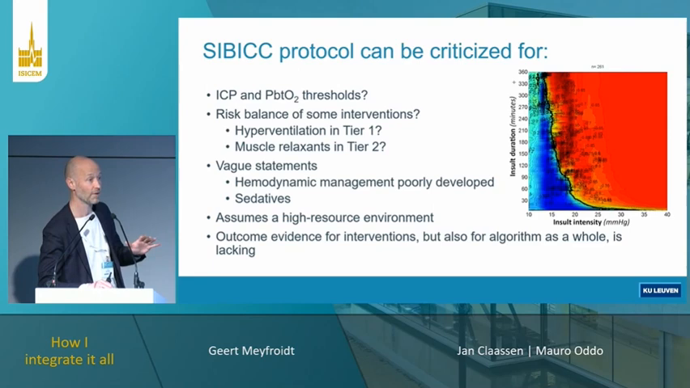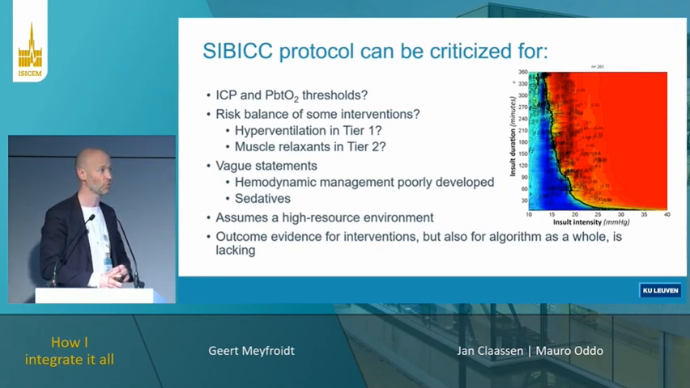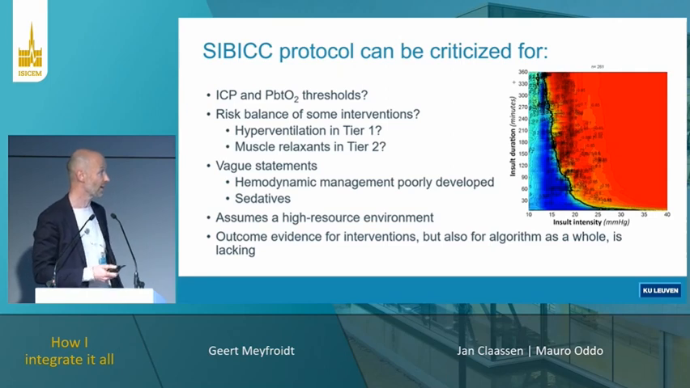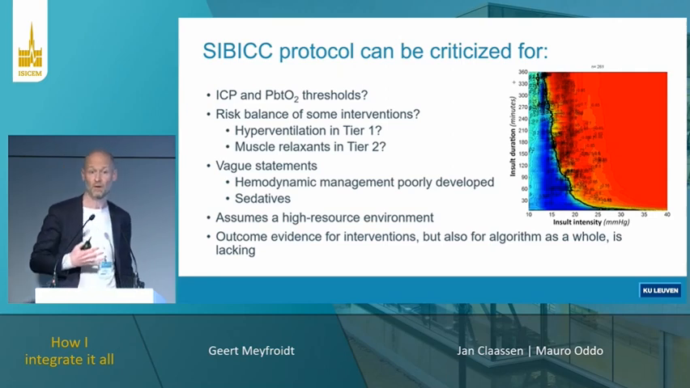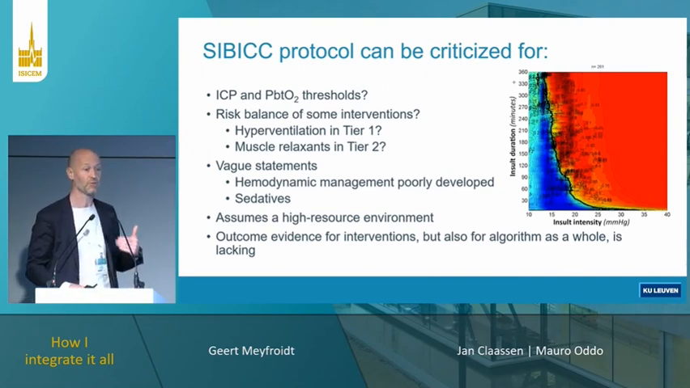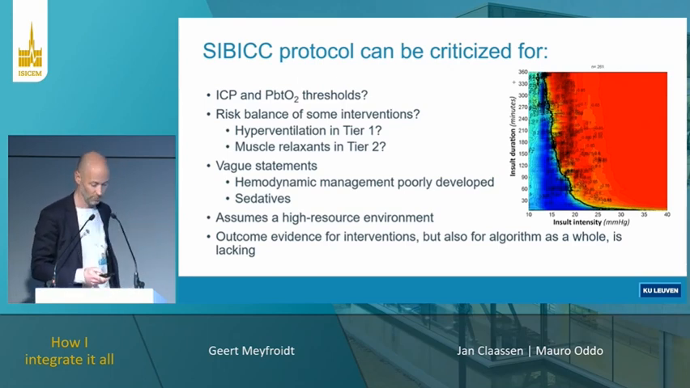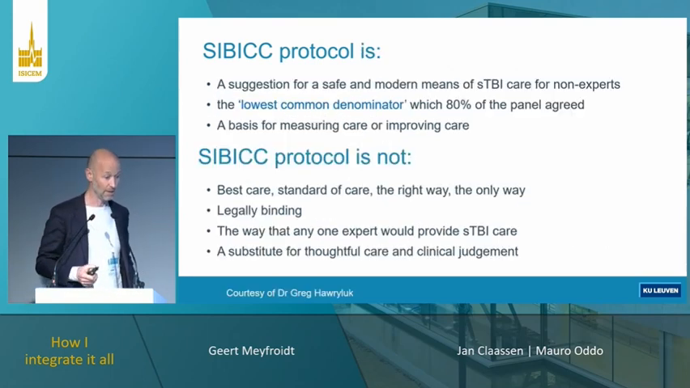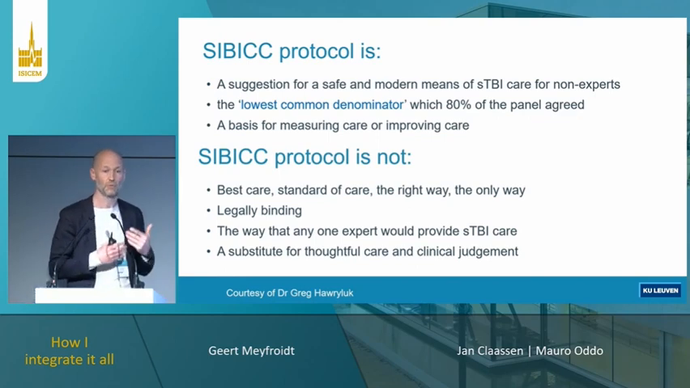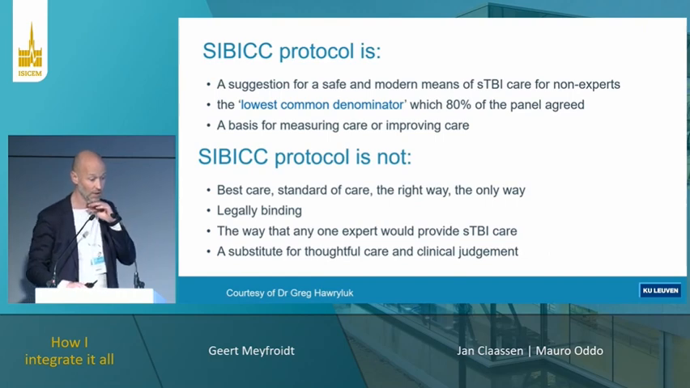Some of the statements are vague in CIBIC because there's not enough evidence to give you a more specific guideline. They all assume a high resource environment, which maybe not everybody in this room has. And the outcome evidence for some of the recommended interventions is lacking, but also for the algorithm as a whole is lacking. But still, it is a suggestion for a safe and modern means of treating severe TBI for non-experts.